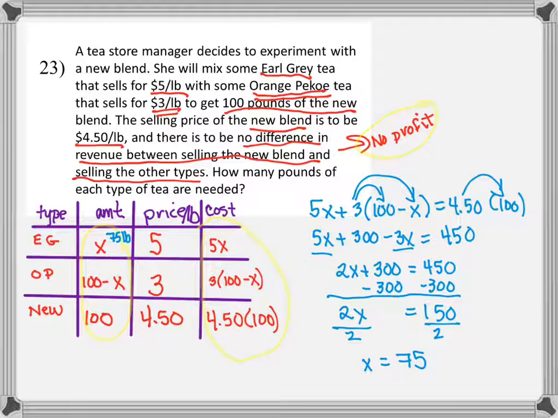Remember, x is the number of pounds of Earl Grey tea we are mixing. So for Earl Grey tea, the store manager needs 75 pounds. For the orange pekoe, we'll do 100 minus 75, so we'll need 25 pounds. If you're doing a table, you can indicate your final answers by filling in the parts of the table like I just did. If you're doing it a different way, you'll need to be specific in answering the question that for Earl Grey, the store manager will need 75 pounds, and for orange pekoe, 25 pounds.